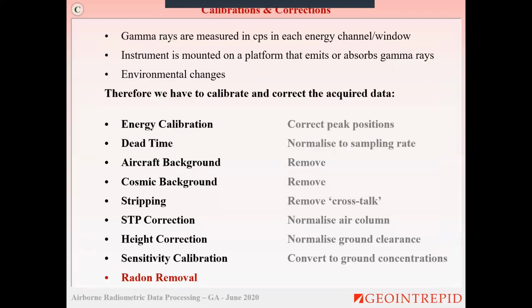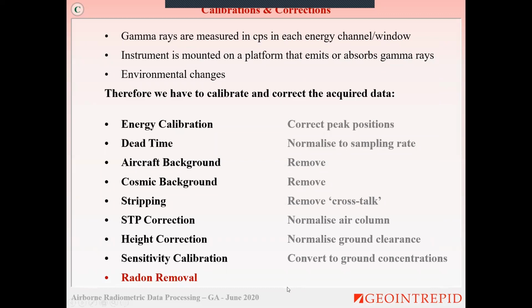So just to recap again, gamma rays are measured in counts per second, per channel or per energy channel or per window. So obviously the instrument is mounted on the platform that emits and absorbs gamma rays, and we have environmental changes. So we have to calibrate and correct the raw measured data.